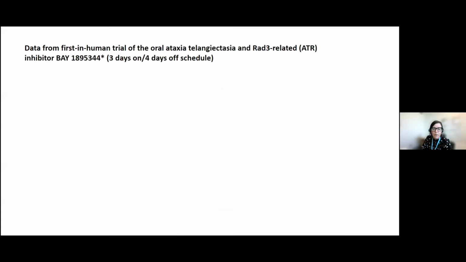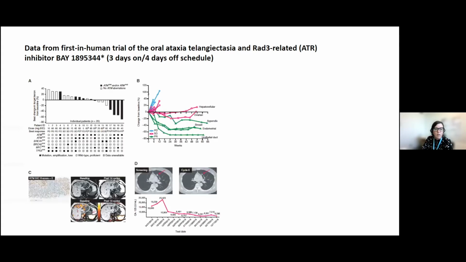The other study that I was involved in was the Bayer ATR inhibitor, which is an oral inhibitor, and it was initially liquid actually, and then developed into tablet capsule formulation. And it's given intermittently, 3 days on, 4 days off. And this is just some data from patients that took part in this trial. And you can see on the waterfall plot here that the ones that had the good response were obviously those that had loss or mutant ATM, and those responses were in different cancer types, and they were very durable.